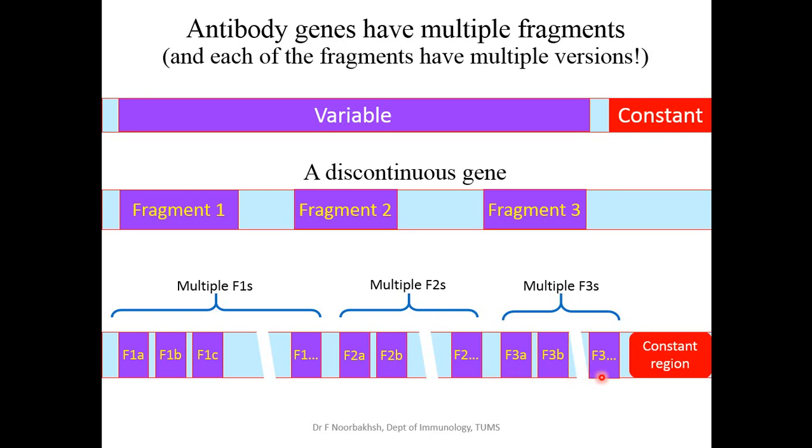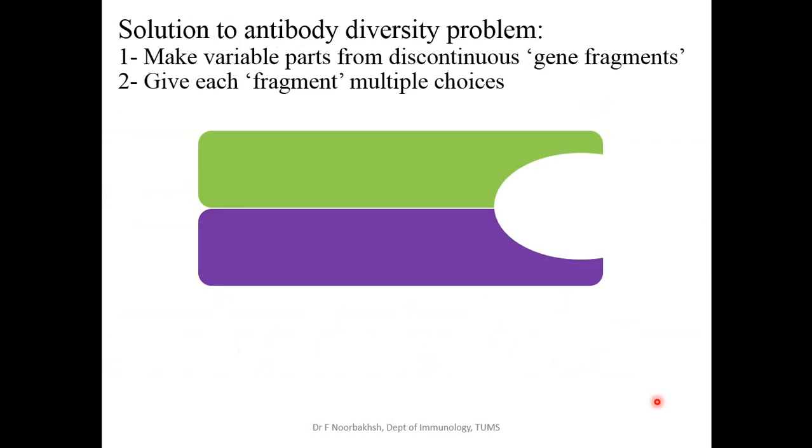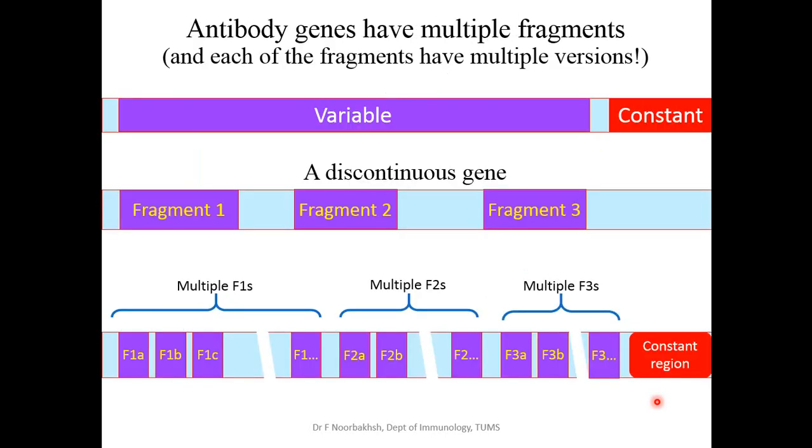So for a variable protein, or the variable part of the heavy chain, which is VH, or the variable part of the light chain, which is VL, to be produced, we need one of these fragment 1s, one of these fragment 2s, and one of these fragment 3s. So recombination has to happen between one of these fragment 1s, doesn't matter which one, one of these fragment 2s, and one of these fragment 3s. So these are different versions, similar to different shades of those 3 basic colors that we have for the pixels for the monitors. So this is for the heavy chain.